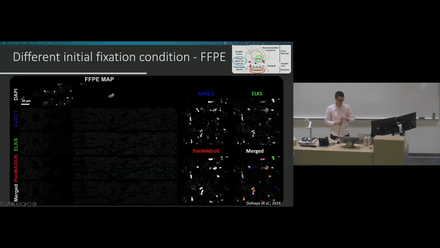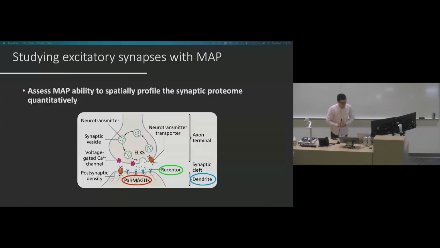So finally, we wanted to see if this technique could be quantitatively used to map the synaptic proteome profile.